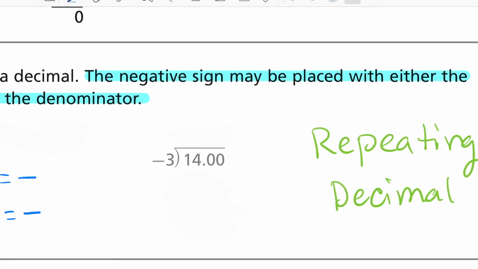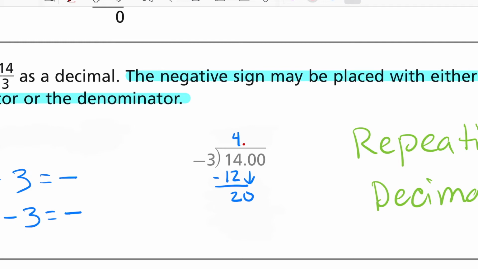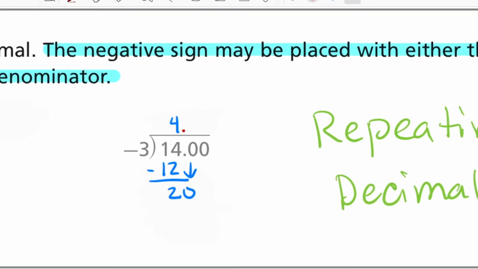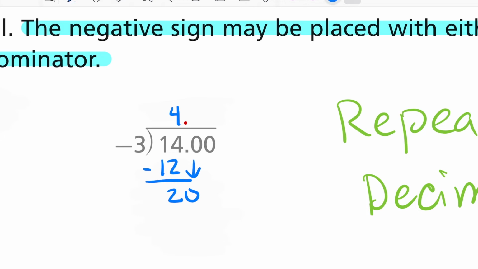So 3 goes into 14 4 times. 4 times 3 is 12. I subtract those. I have 2. Bring down my 0. I don't want to forget my decimal. That's my other check here that we want to really make sure we catch. So I bring my decimal up.